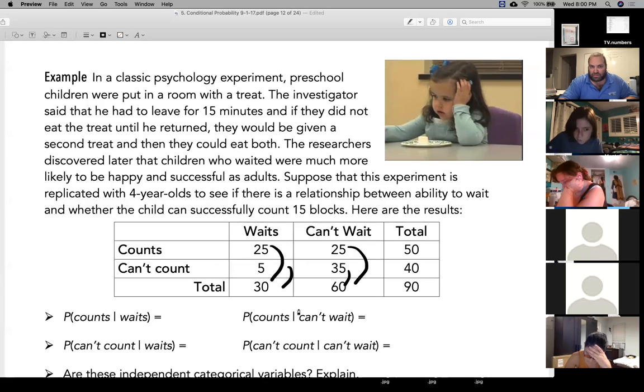So let's take a look at this example. In a classic psychology experiment, preschool children were put in a room with a treat. The investigator said they had to leave for 15 minutes, and if they did not eat the treat until he returned, they would be given a second treat, and they can eat both. The researchers discovered later that children who waited were much more likely to be happy and successful as adults.